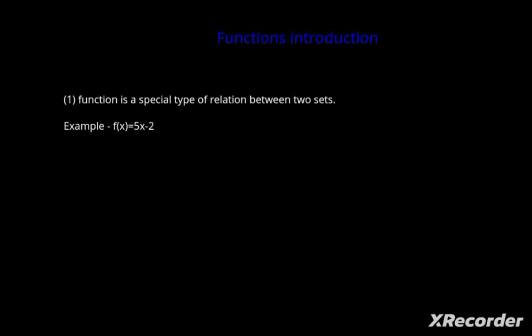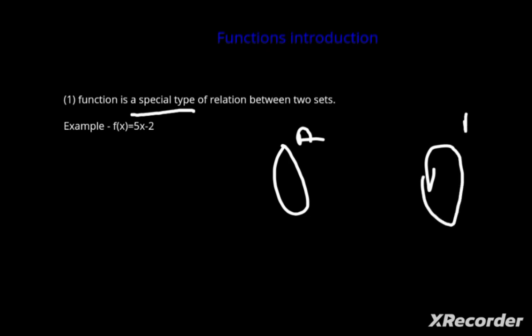The definition of a function is that it is a special type of relation. Before you can see what functions are, you have to see what relations are. If there are two sets, let A and B be two sets with many small elements in them, a function is a special type of relation between two sets in which the element of each set is mapped.